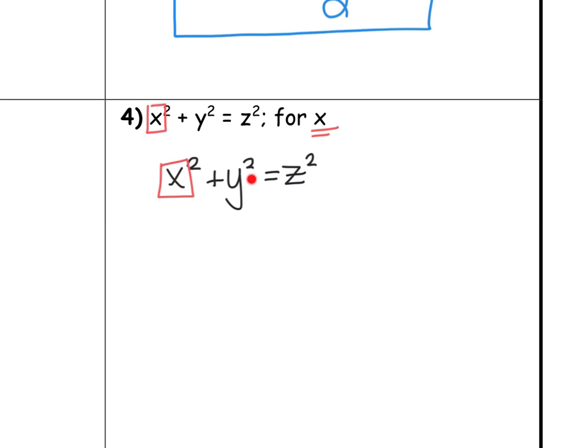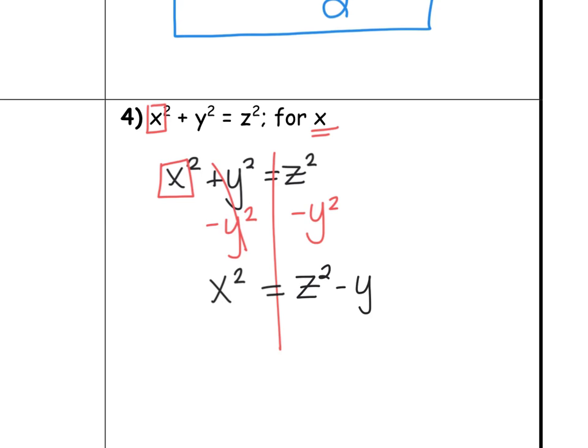So I need to get rid of this plus y squared. The opposite of a plus y squared is a minus y squared. So minus y squared over here. These are going to cancel. I'm left with x squared equals, I can't combine these two because they are different bases. This has a base of z and this has a base of y. So I can just write it as z squared minus y squared.